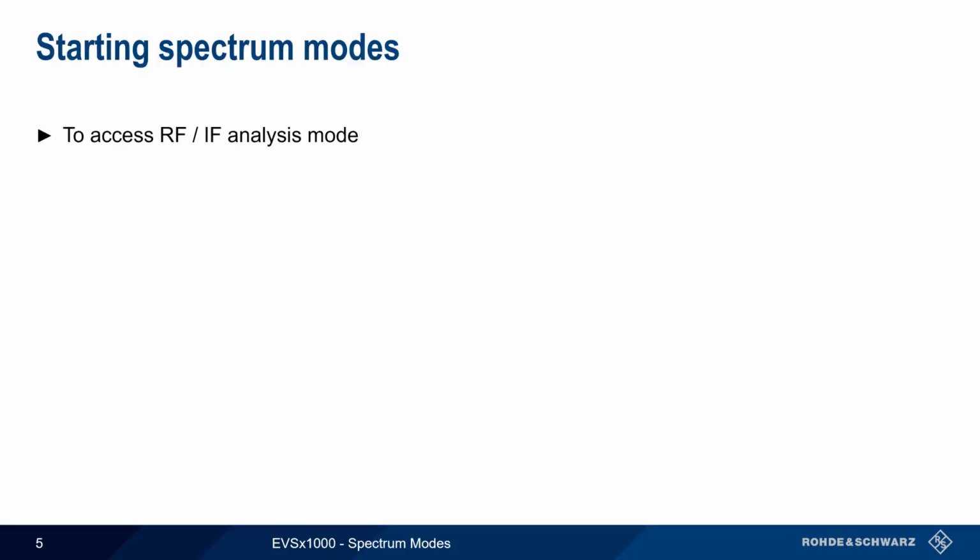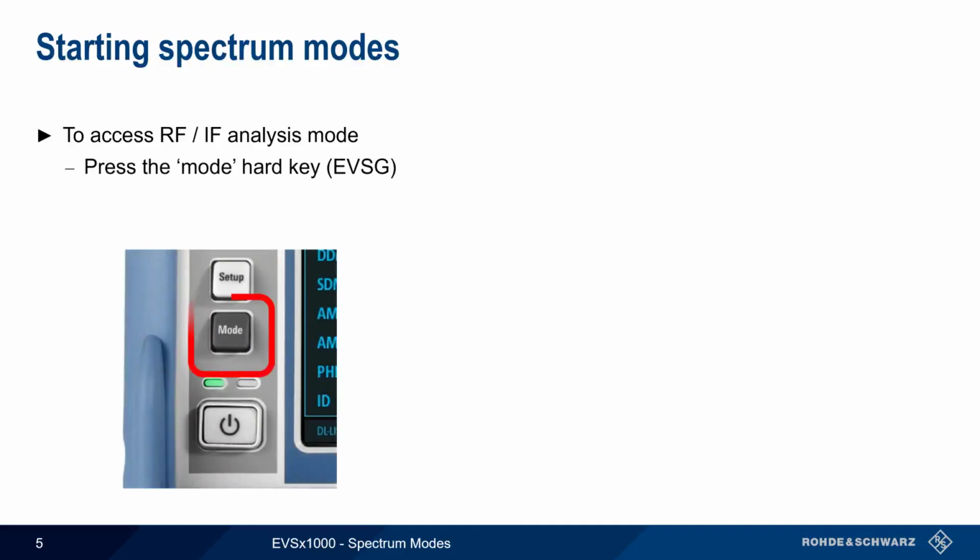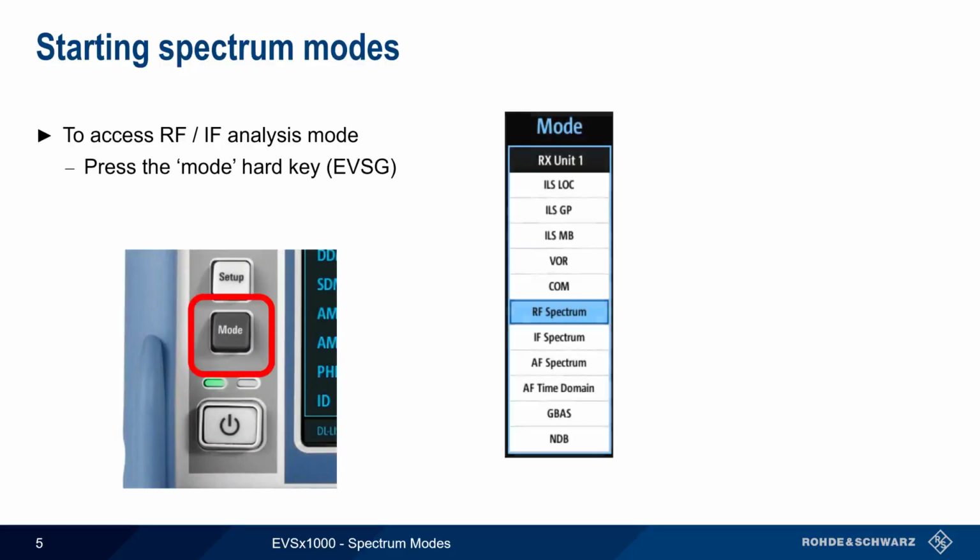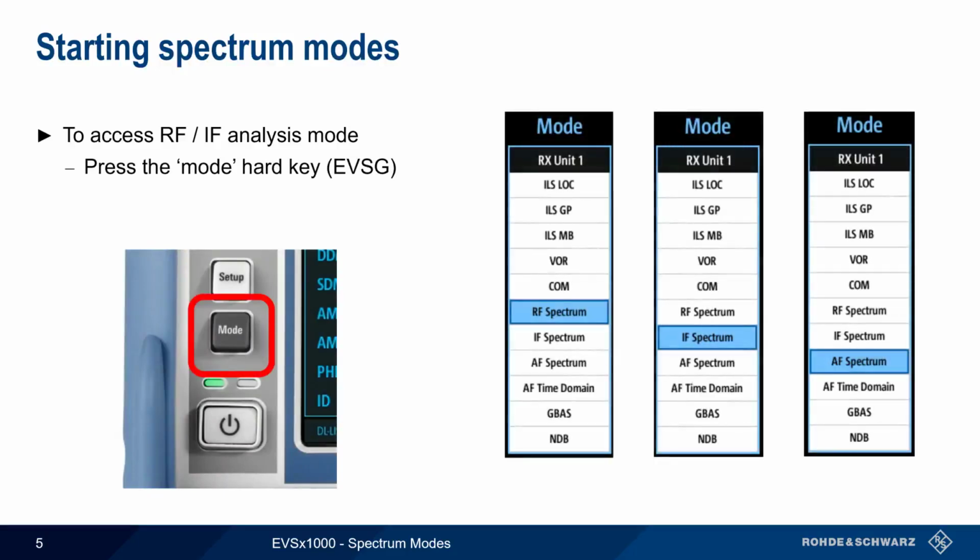To access spectrum modes on the EVS G1000, simply press the Mode hard key on the front of the instrument and select RF spectrum, IF spectrum, or AF spectrum. If operating the EVS over VNC, press M and use the down arrow to scroll through the list of available analysis modes.